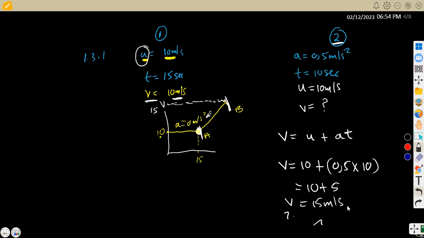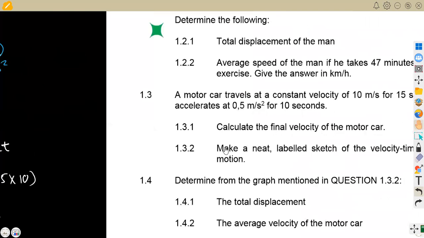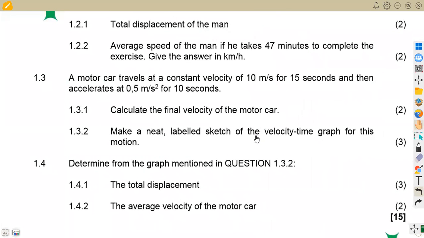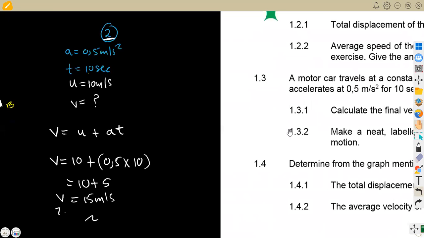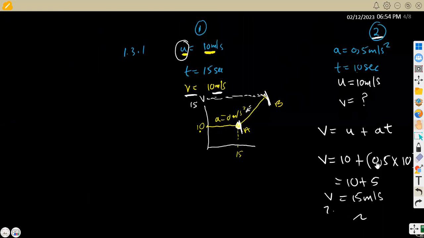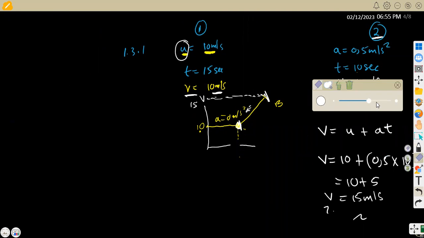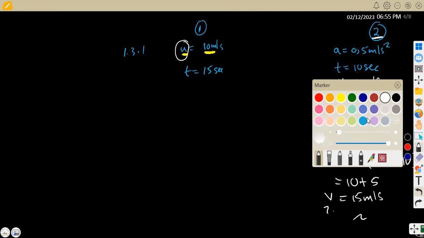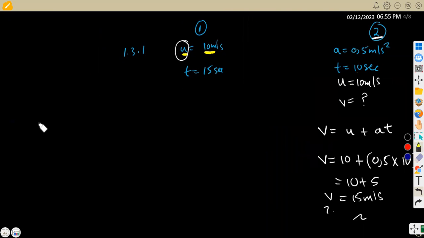So that was it, guys, for the final velocity. I hope we understand what was happening here. Then question 1.32 is now: make a neat labeled sketch of the velocity time graph for this motion. So that was the sketch that I was just trying to show you on this part, but let's have this drawn properly. Let's have our sketch here drawn properly. This is 1.32.